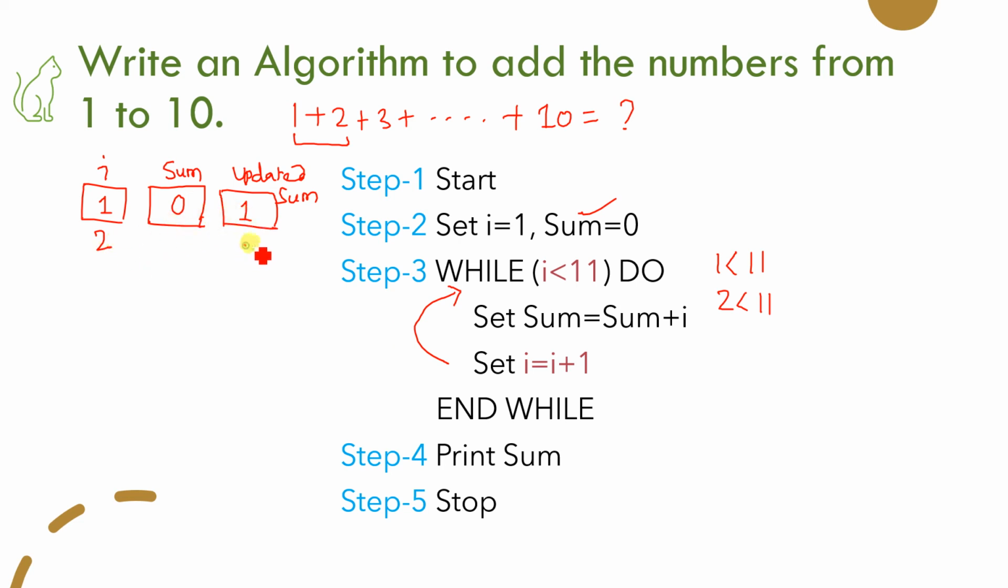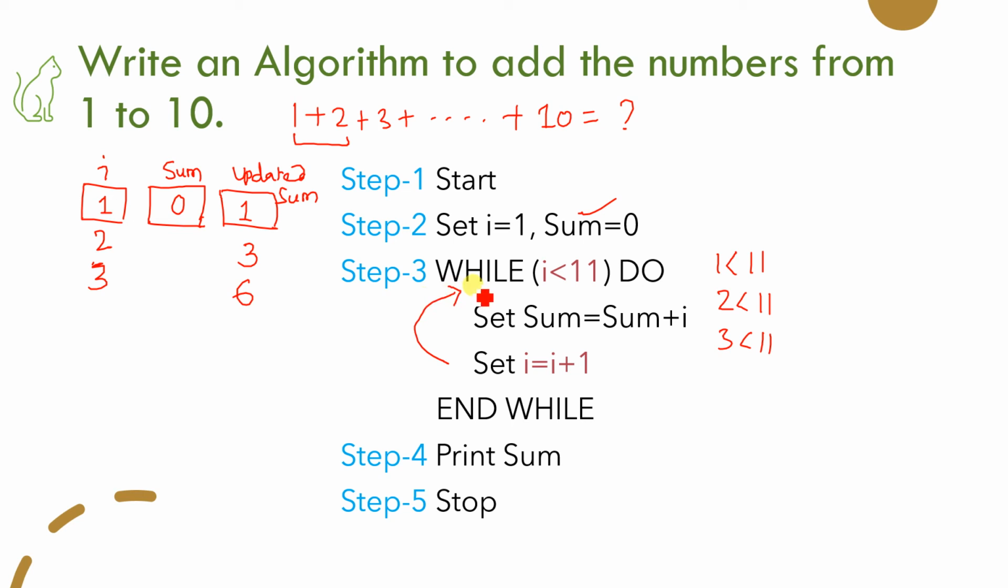I becomes 2. So 1 plus 2 becomes 3. So the updated value of sum is 3. Then I is equal to I plus 1. It goes here. 3 is less than 11. True or false? True. So now again sum is equal to sum plus I. The updated value of I is 3. So 3 plus 3 is 6. So the sum value gets updated to 6.